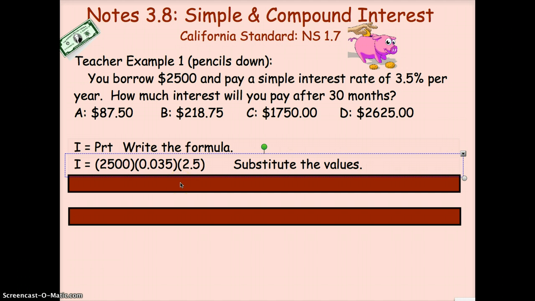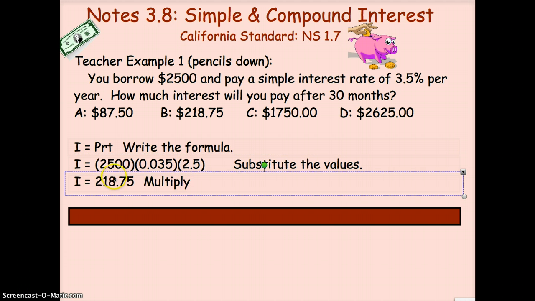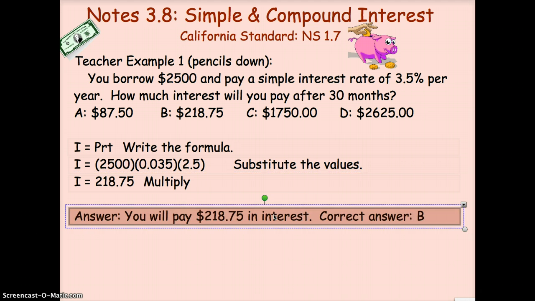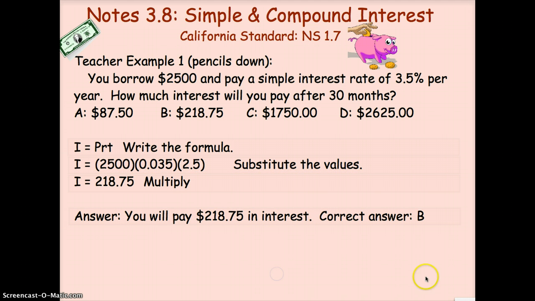Now I can multiply. Again, I can multiply in any order I want. Doesn't matter to me. And I end up with 218 and 75 hundredths. Now, because we're talking about money, we know our answer also needs to have a dollar sign. And it's a multiple choice problem, so I do need to have a multiple choice answer, which in this case, of course, would be B.